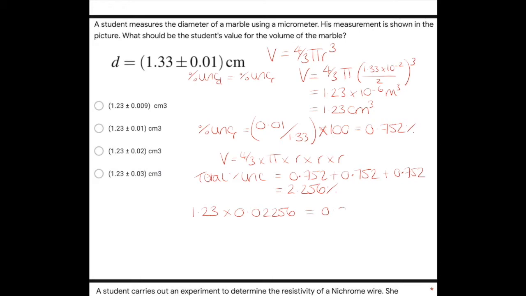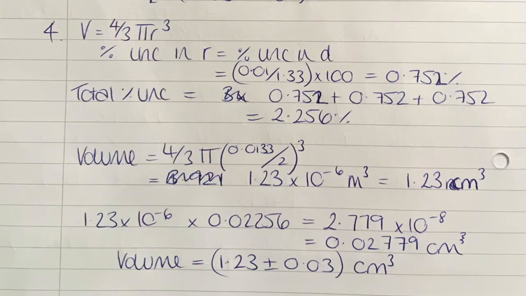And then if we take that value of 1.23 and we multiply it by 0.02256, that gives us an absolute uncertainty of 0.02779 centimeters cubed. And if we look at our options, that means that the volume of our marble is 1.23 plus or minus 0.03 centimeters cubed. Okay, so it is in fact option D.